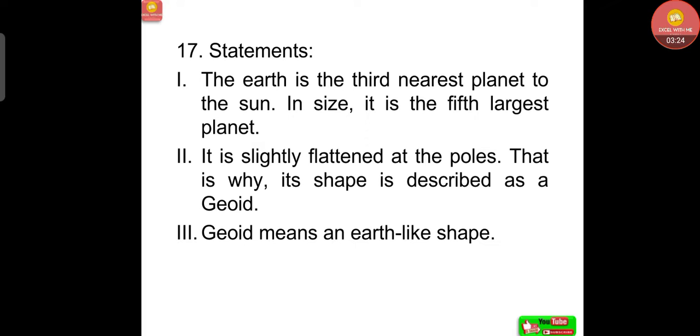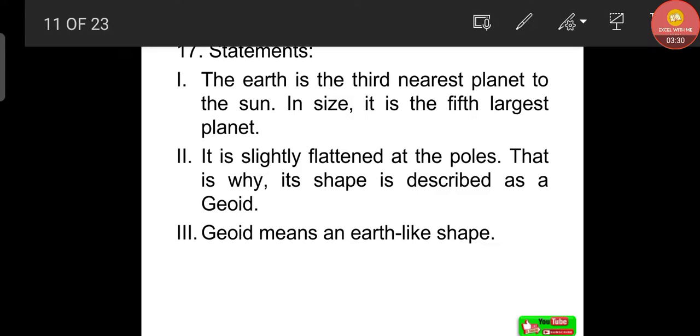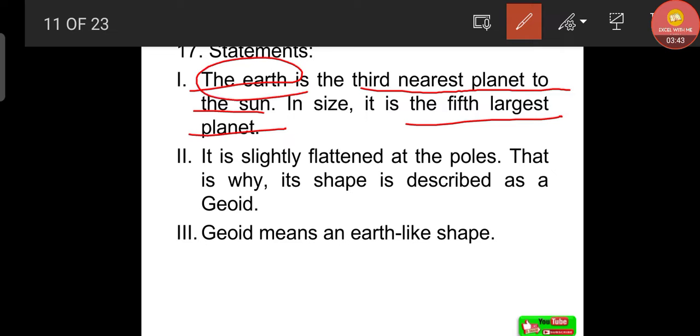Let's see the statements. The Earth is the 3rd nearest planet to the Sun. In size, it is the 5th largest. We can take even 2 questions from this. That is, the Earth is the 3rd nearest planet to the Sun, and in size it is the 5th largest planet. About the Earth we are talking.